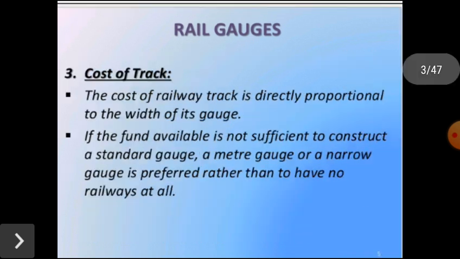The next factor is the cost of the track. The cost of the track also increases with the width of the gauge. Compared with the narrow gauge, the broad gauge is very costly. So if the fund available is not sufficient to construct a standard gauge, then a meter gauge or a narrow gauge is preferred based on the fund availability.